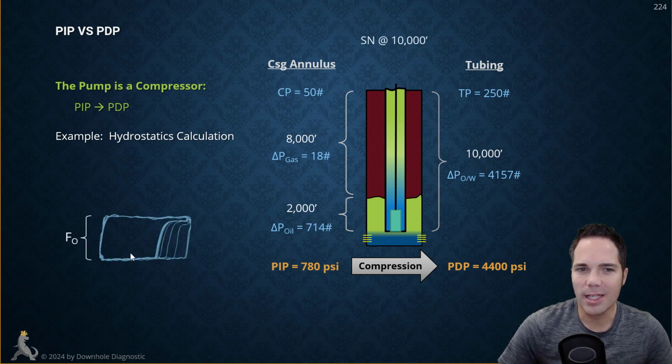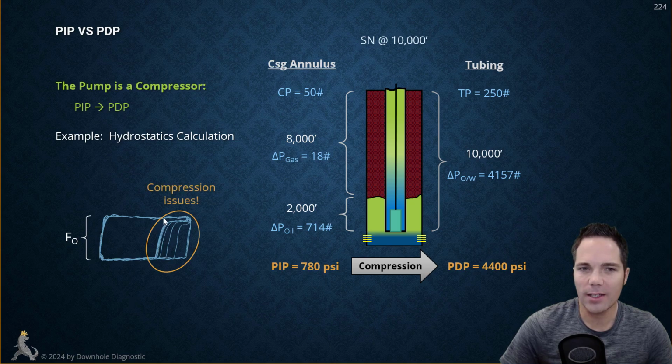Okay, so remember, the pressure differential and the diameter are creating the height of the card. This is our fluid load right here. And notice on some of these cards, the same fluid pound cards, that we have some compression issues occurring here. So the pump is a compressor, but we don't want to get gas in the pump. We want to separate the gas out.